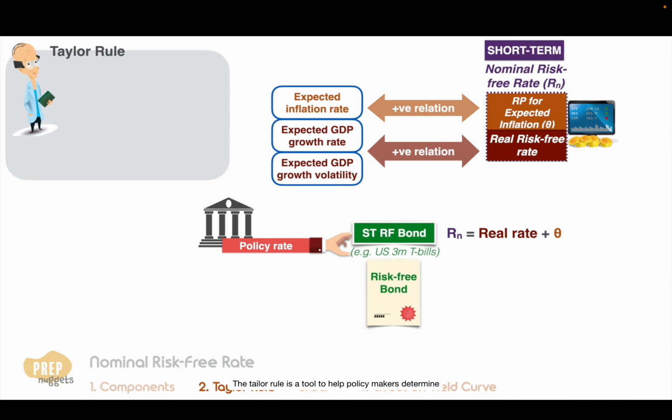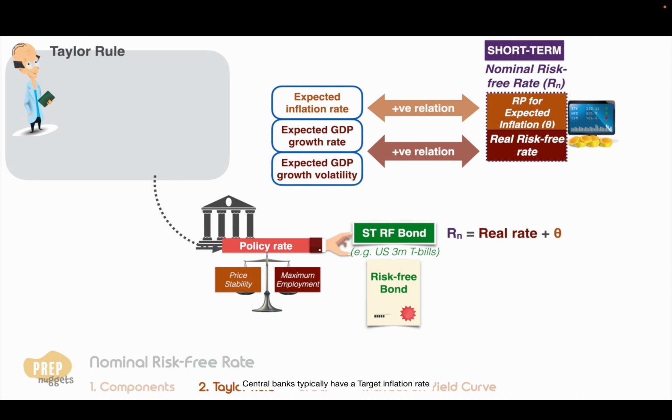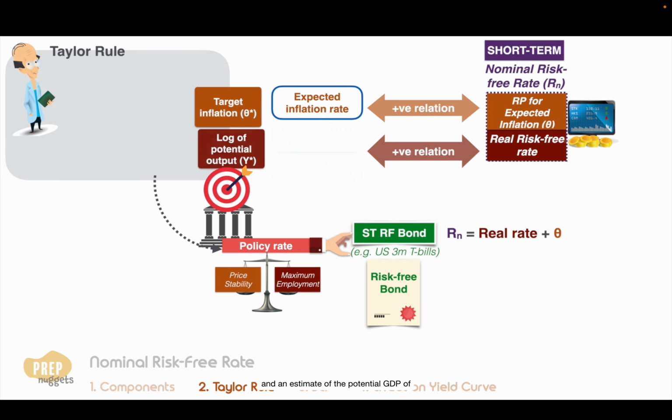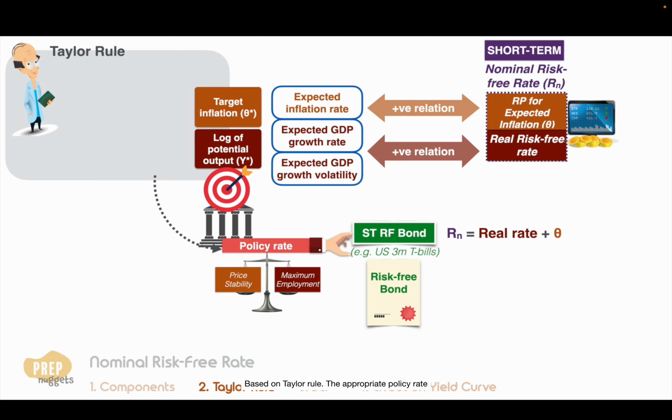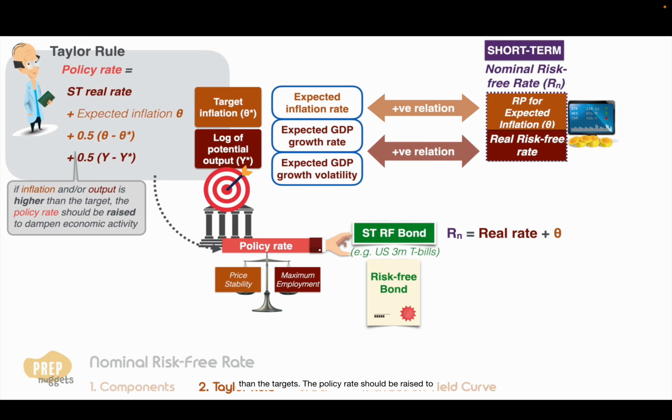The Taylor rule is a tool to help policymakers determine an appropriate level to set the policy rate to achieve the dual objective of maintaining price stability and achieving maximum sustainable level of employment. Central banks typically have a target inflation rate and an estimate of the potential GDP of the economy. Based on the Taylor rule, the appropriate policy rate is calculated using this formula. If inflation and/or output is higher than the targets, the policy rate should be raised to dampen economic activity.